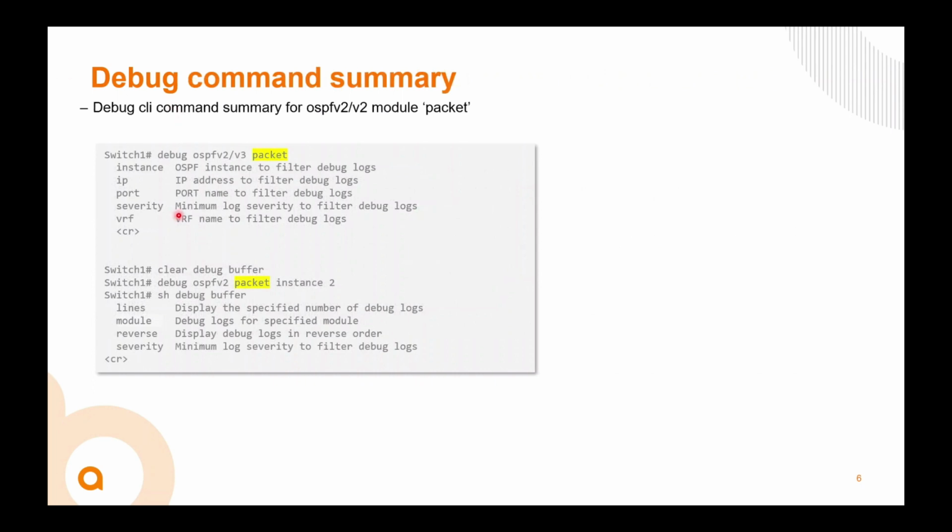So a quick command summary affecting debug, very straightforward: debug ospf v2 or debug ospf v3. Use the new packet submodule, and then underneath that we get our options: instance, IP, port, severity, and VRF, or carriage return if we want to capture all of those. And here I've just got clear debug ospf v2 packet instance 2, which effectively means that I'm just capturing debug packets for instance 2 in the debug buffer for OSPF.